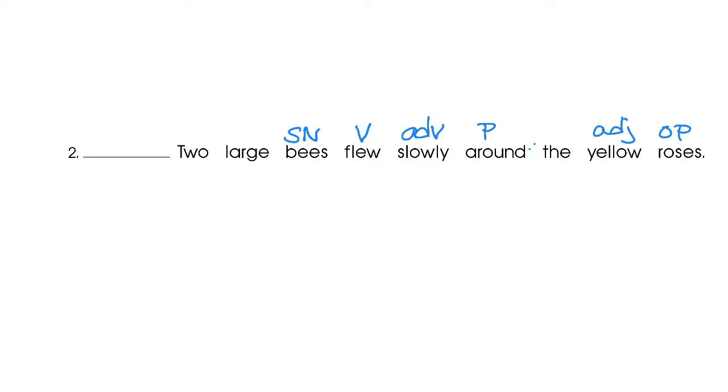Adjective. The. Article. Adjective. Large. What kind of bees? Large. Adjective. How many bees? Two. Adjective. Subject, noun, verb. Pattern 1. Skill check. Around the yellow roses, prepositional phrase. Period statement, declarative sentence. Go back to the verb, divide the complete subject by the complete predicate.